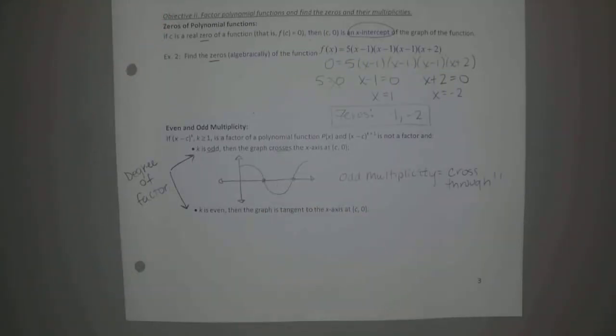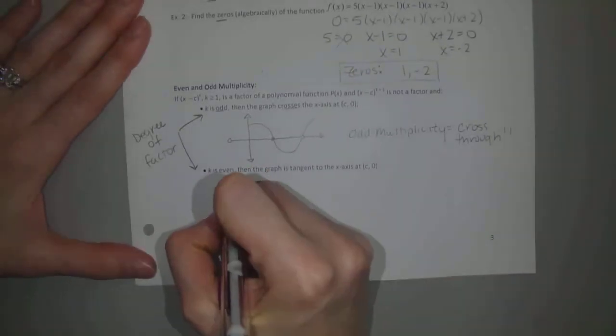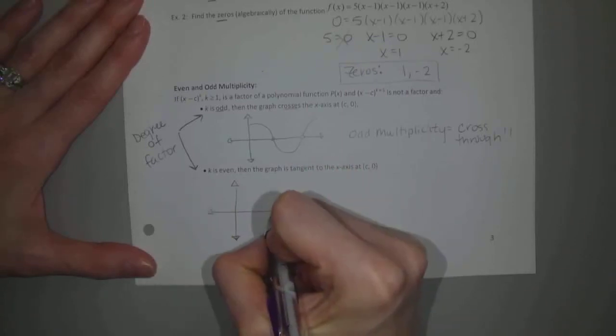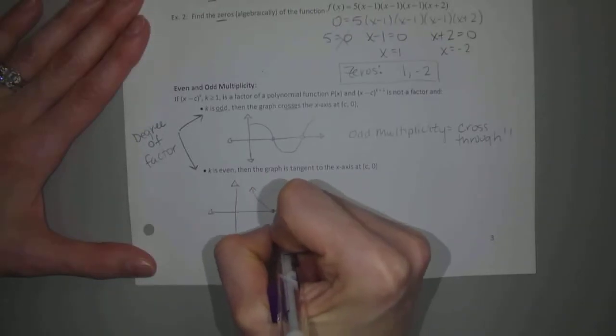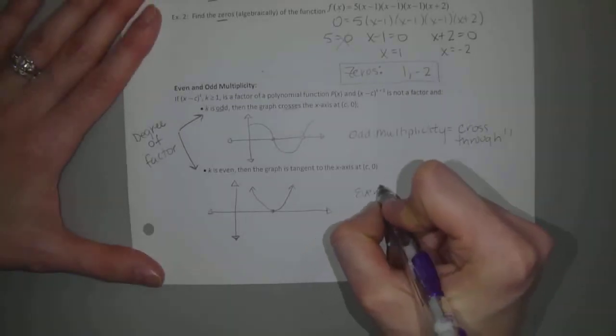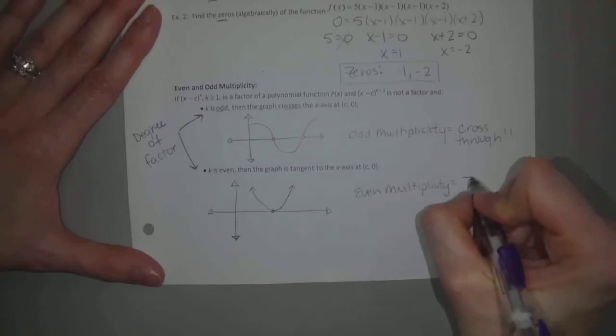Doesn't have to cross through twice. No. Like I could have stopped here and just grabbed. So this is 1 zero, that's a second zero, okay? But they both would have an odd multiplicity because we went through at those points. Now if k is even, let's draw this guy. He is just going to come down, touch, and then go back up. So if it's even multiplicity, touch and go back.